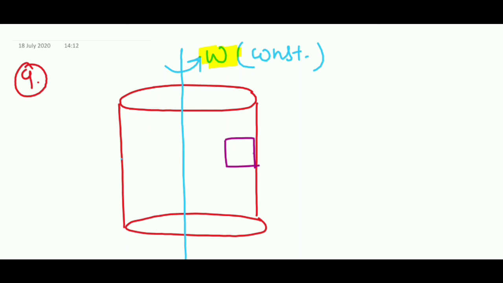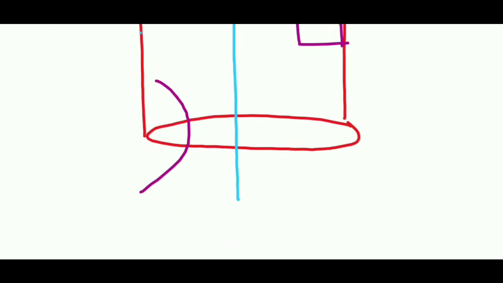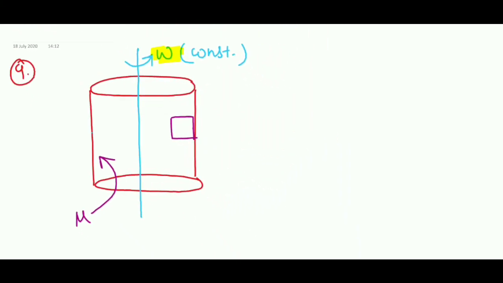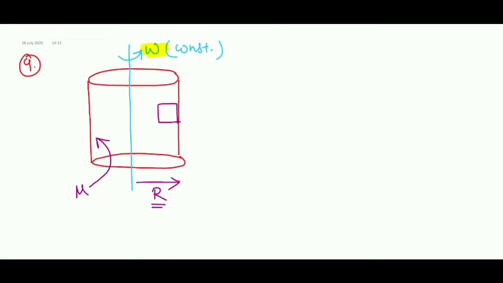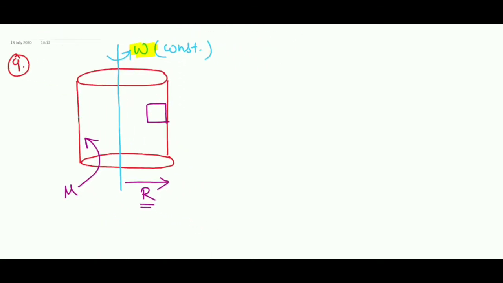If omega is sufficient, then there is a chance that this block will not fall if friction is present. Friction has to be there, otherwise who will save it? So the friction coefficient of this system is given as mu, and the radius of this hollow cylinder, this death well, let us consider as r.